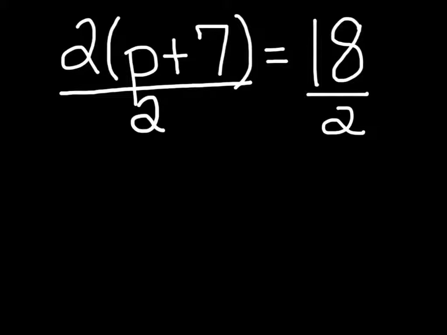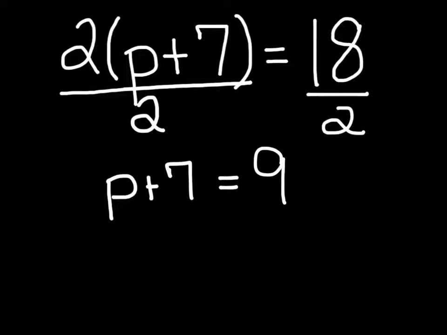But do I have to write the 1? No, because I'm talking about multiplication, and 1 times anything is itself. So 1 times 5 is 5. 1 times x is x. So all I have to write is my p plus 7. And then what's 18 divided by 2? 9.